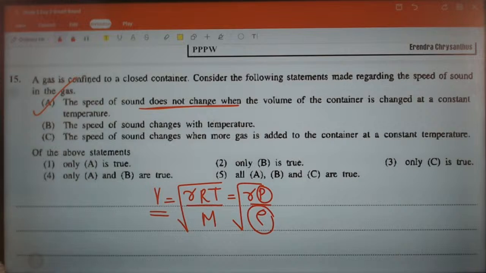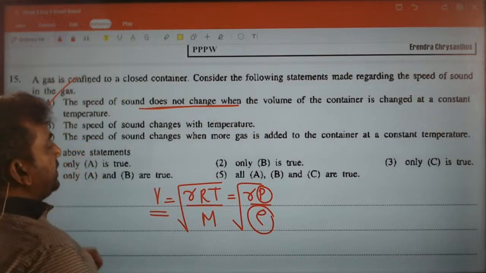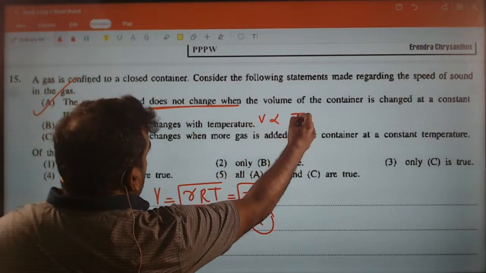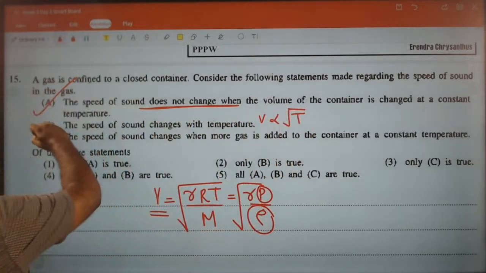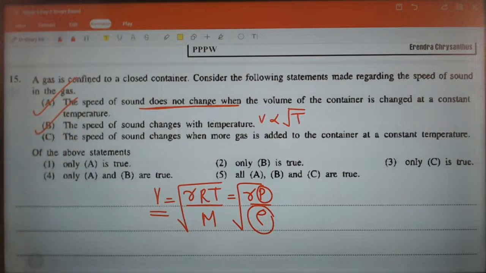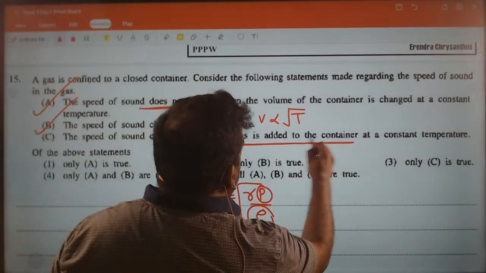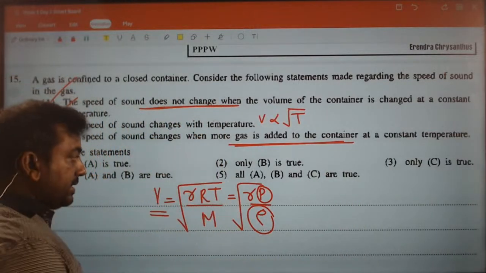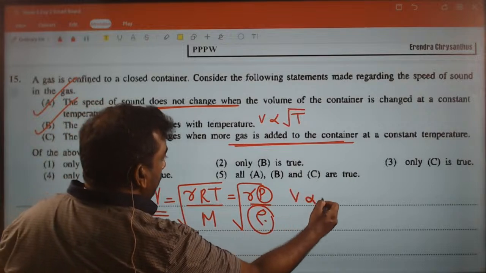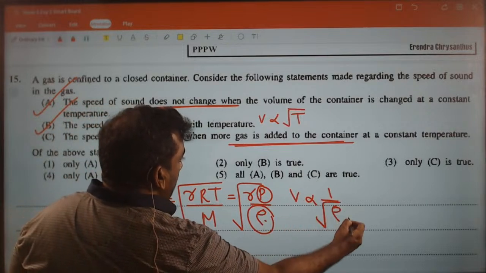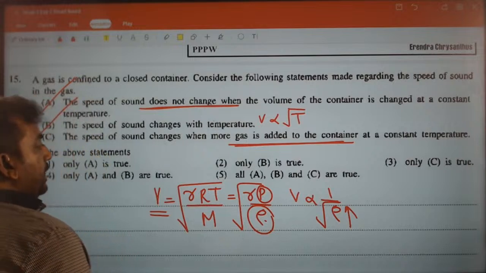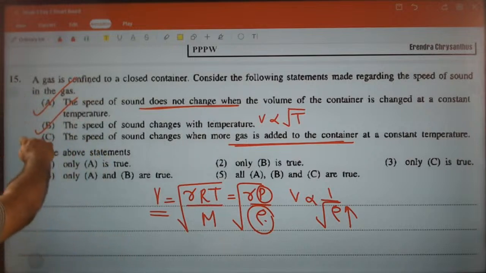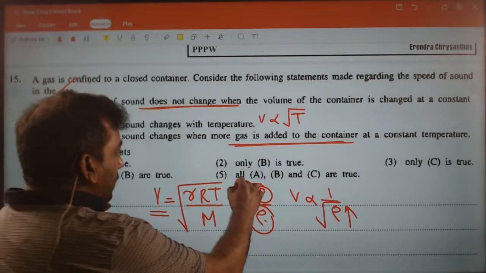Right. B. Speed of sound changes with temperature. Yes. V is proportional to square root of absolute temperature. Correct. B is correct. Therefore, that is correct. C. Speed of sound changes when more gas is added to the container at constant temperature. More gas is added means density will change. V is proportional to 1 over root rho. Rho increases or rho changes, V will change. Correct. A, B, C all are true.